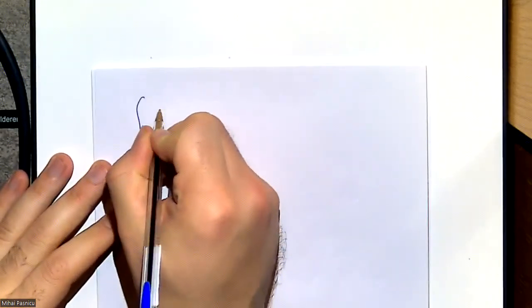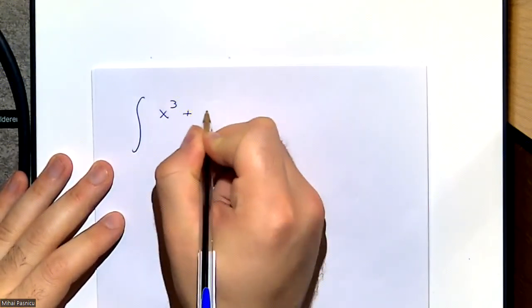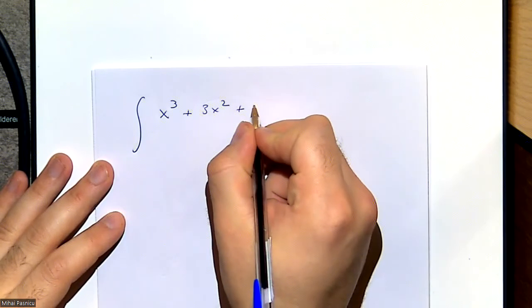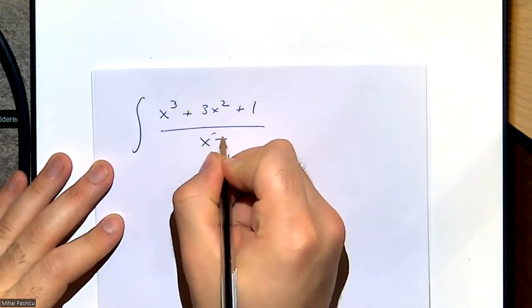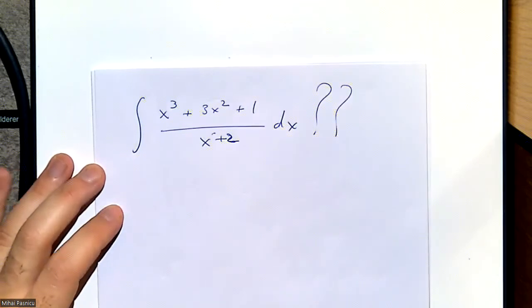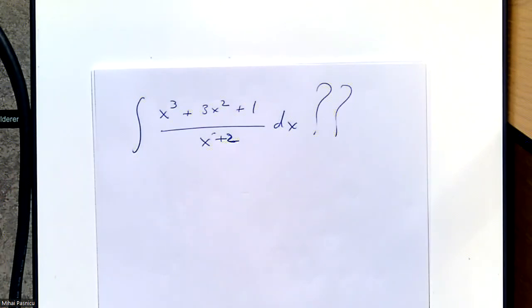What do you do when you have fractions of the type x to the third plus 3x squared plus 1 over x plus 2 dx? What do you do with this type of thing? Say again, sorry.